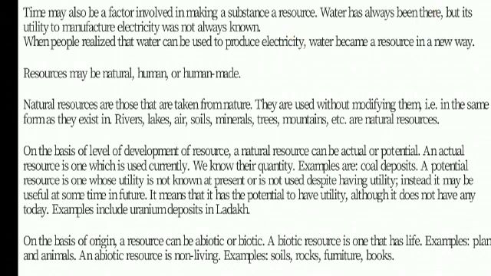An actual resource is one which is currently used. We know their quantity. Examples are coal deposits. A potential resource is one whose utility is not known at present or is not used despite having utility. Instead, it may be useful at some time in future. It means that it has the potential to have utility, although it does not have any today. Examples include uranium deposits in Ladakh. On the basis of origin, a resource can be abiotic or biotic.